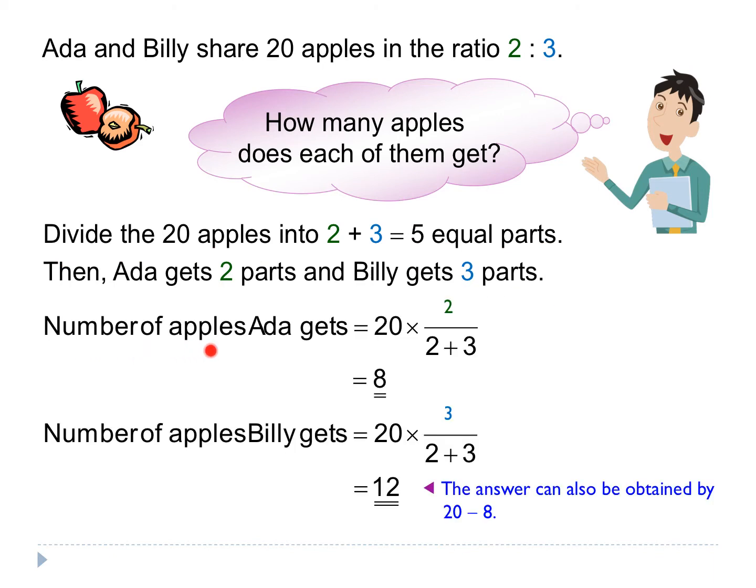So we try to find the number of apples Ada gets. It will be the total number times the 2 parts Ada gets. Total parts is 2 plus 3. The 2 over 5. 20 times 2 over 5, you get 8. And for the number of apples Billy gets, 3 parts out of 5 parts. So 20 times 3 over 5. So the number Billy gets is 12. Of course, you can find the answer by 20 minus 8, as you have already found out how many Ada gets.